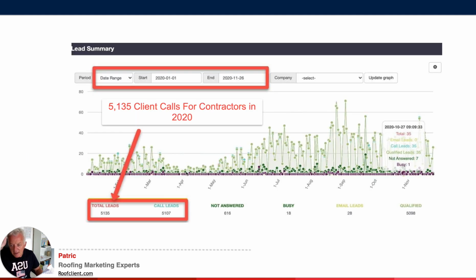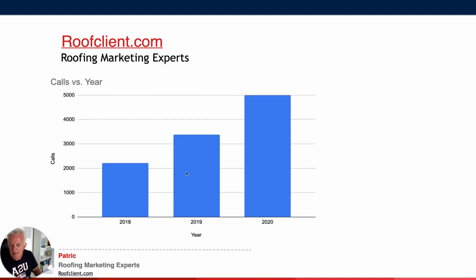Okay, this is a slide here showing the amount of calls we did in 2020 during COVID. We did 5,135 calls for our contractors that we would have generated consistently throughout COVID. So that was a fairly low average for that year, simply because of everything being shut down, but we still did 5,000 calls. And the majority of those are roofing contractors, but we do have other contractors on board.